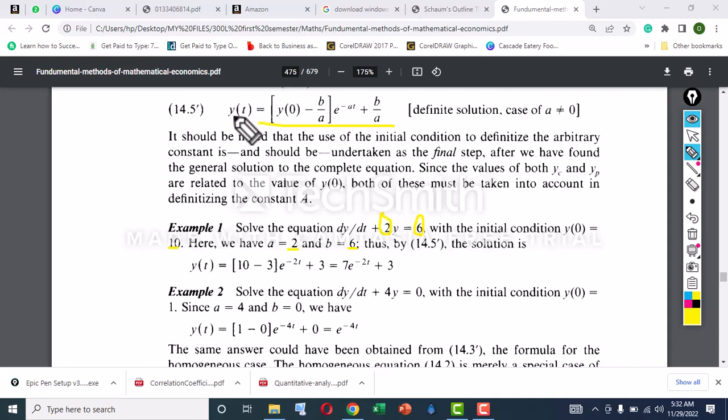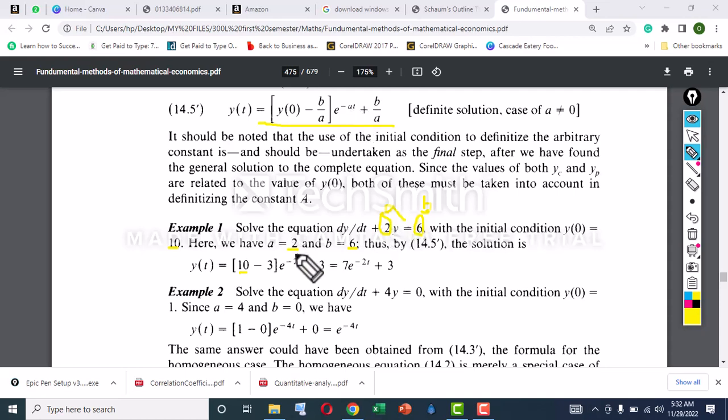Now our answer is equal to y0. Y0 is what? 10. So we have our 10 here. Minus b over a. B is 6, and a is 2. It simply means 6 divided by 2, which is 3. That's how we get this 3. Then e raised to the power minus at. The t will be there, it's kind of an unknown. You don't need to change t. You are not even given t, which you won't be given in most questions, or in all questions.